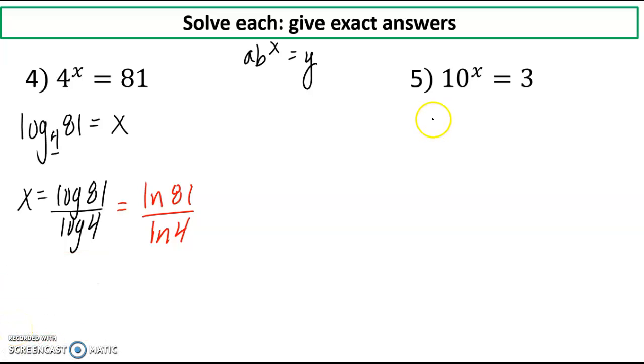All right, my next one, exponential, I'm going to write it as a logarithm. So log base 10 of 3 would equal x. Log base 10 is my common log. So log of 3 would just be the exact answer. You don't need a change of base theorem because the base is 10.